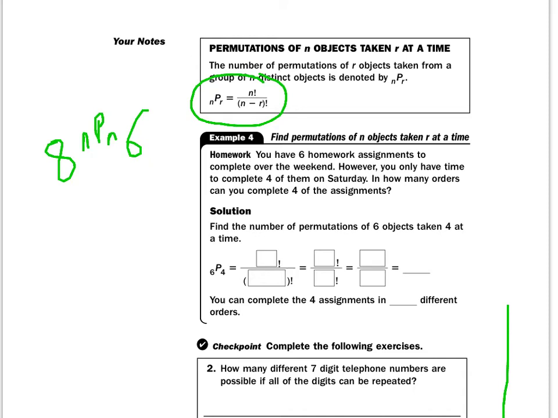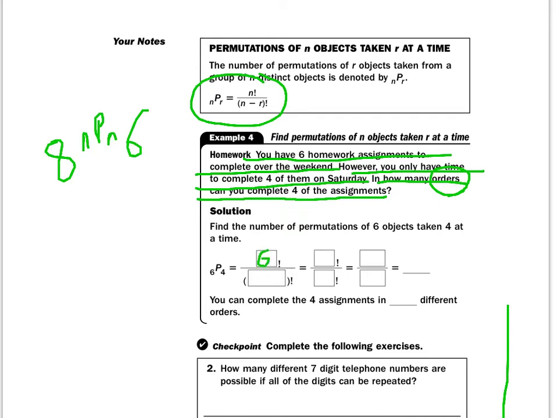So I did 6 permutations 4, or you have 6 homework assignments to complete over the weekend. However, you only have time to complete 4 of them on Saturday. And how many orders can you complete the 4 assignments? I could do my English first, or I could do my math first, or I could do my science first. The order is important here. They've made order important. Not how many different ways can you do 4 of the 6, but how many orders can you do it. So they made sure they put that in there.